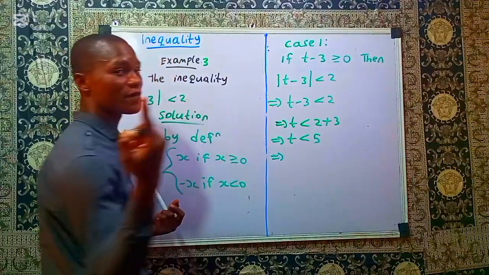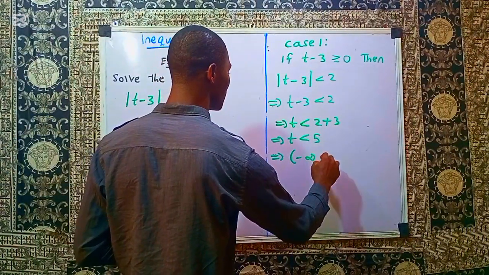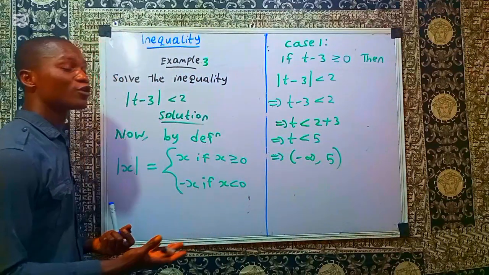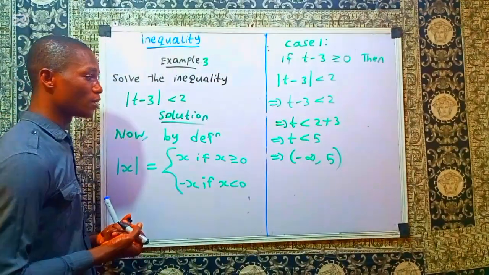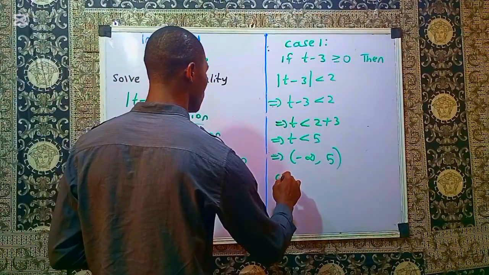So which means from 5 down to negative infinity, you are going to have open bracket negative infinity comma 5 open bracket. We are using open bracket because we have strict inequality, right? Less than. So this is the first case. We are going to look at case 2.